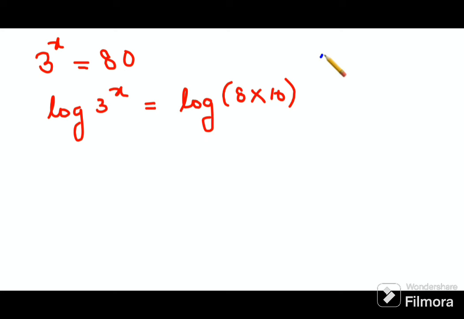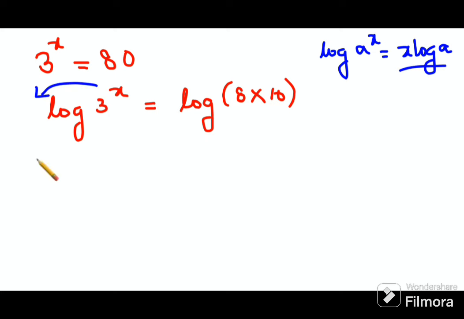So now remember, for log of any number raised to a power, the power goes ahead and gets multiplied to the log of that number. So log of a raised to x gets you x into log a. So here also, x will go ahead, and you will have x log 3.